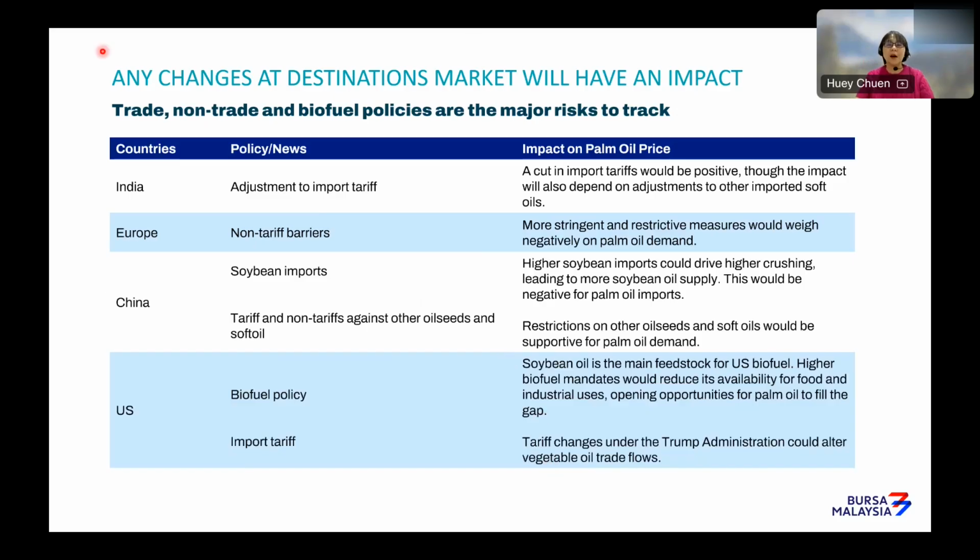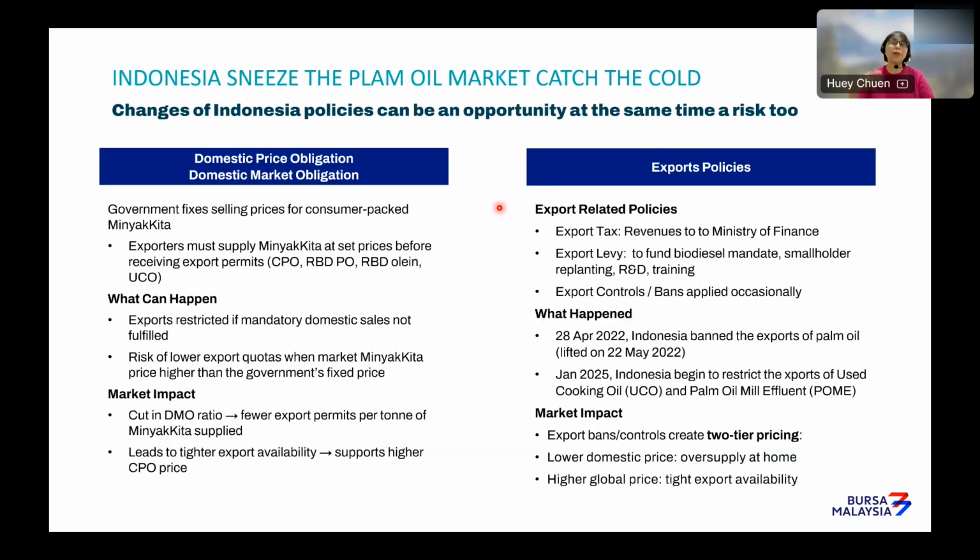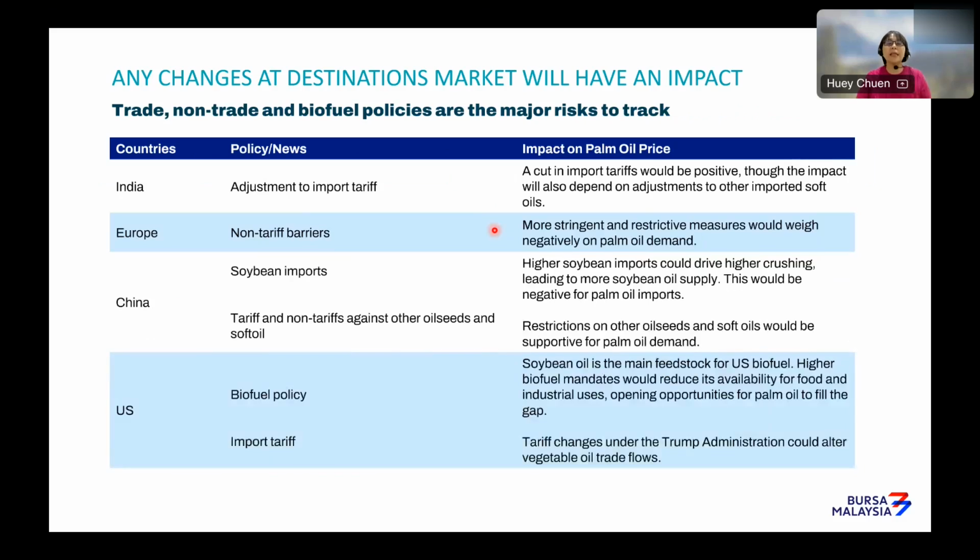When we look at this, it is more about the origin, the producing country. But at the destination market, meaning the importer, the palm oil buyer, there are various policies, trade and non-trade, and biofuel policy. These are the major risks that we need to track to see how they will affect the market. For India, the policy tool they like to use is always adjustment of the import tariff. When they increase it, usually it will reduce the demand, right?